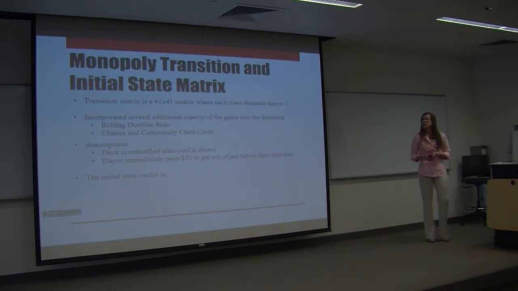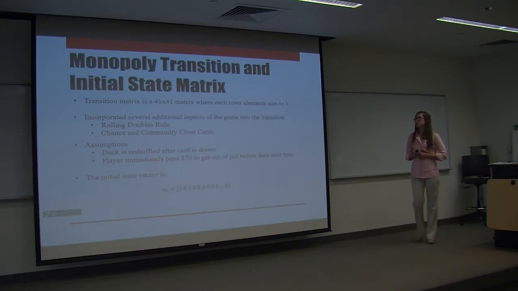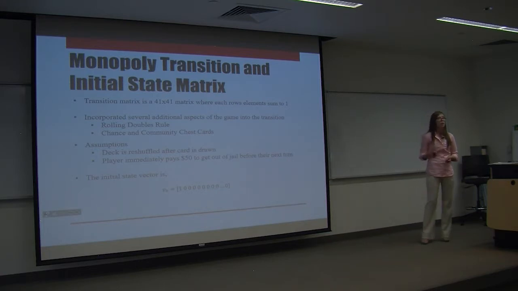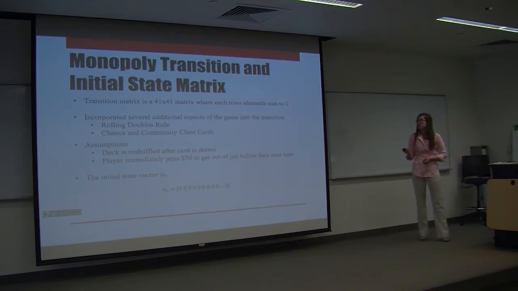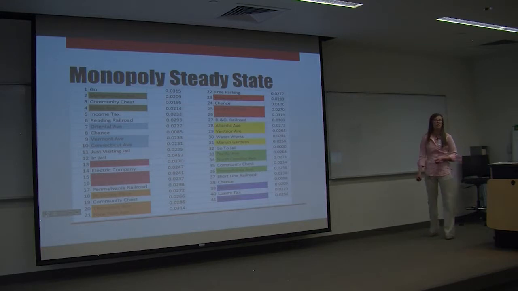So once I moved on from that to my initial state vector, I ended up finding that my initial state vector was B0 equals 1, 0, 0, 0, all the way up until column entry 41, which is also a 0. The reason why this is our initial state vector is because you start the game on Go, and you cannot be anywhere else at that point in time in the game. So I then went through the Markov chain and found that this did in fact converge, and I then verified it once again using eigenvalues and eigenvectors, and this is the steady state that I ended up finding.